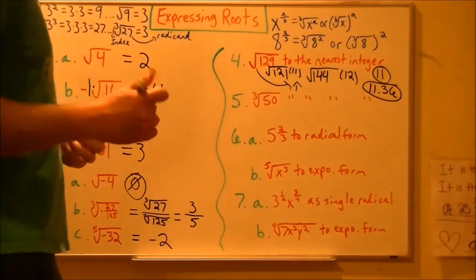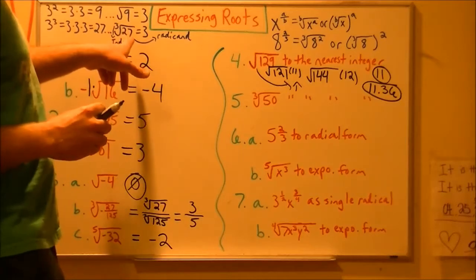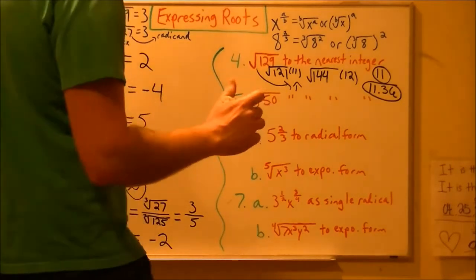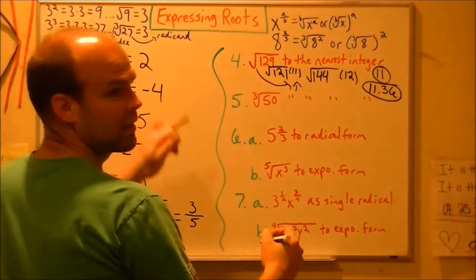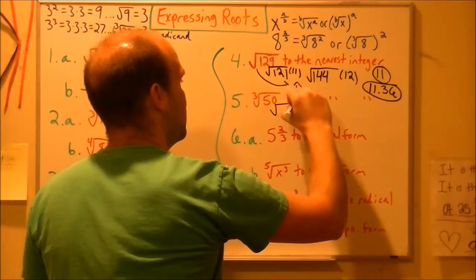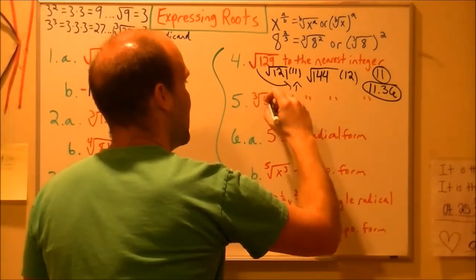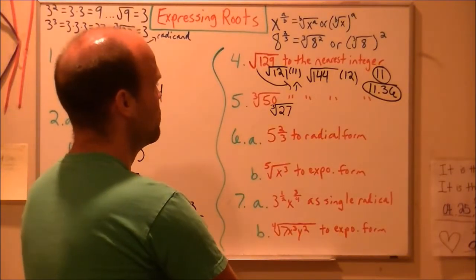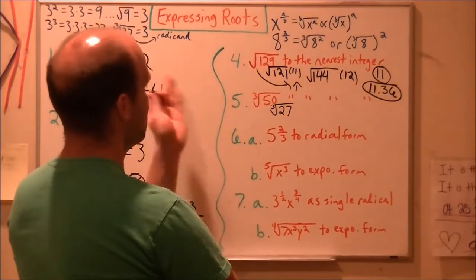Cubed root of 50. Well, we do know this. We know that the cubed root of 27 is a perfect cube. Okay, we'll go to a whole number. So let's try that one. The cubed root, I need to write that 3 in there to differentiate between a square root and a cubed root. The cube root of 27, I know is 3. I'm going to use that.